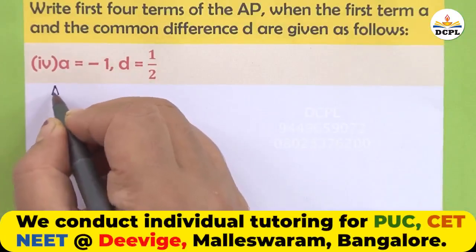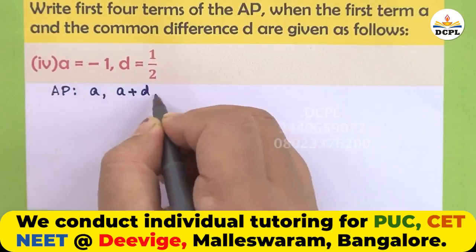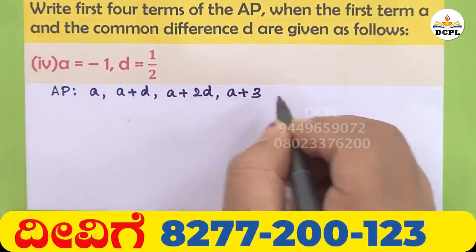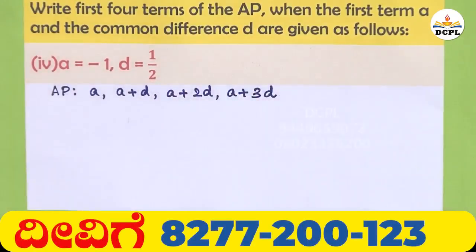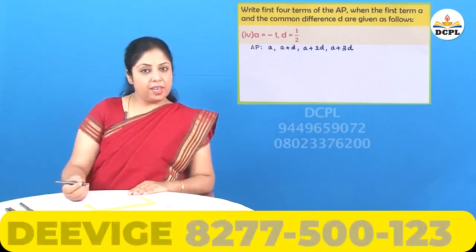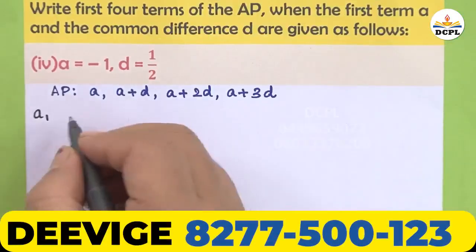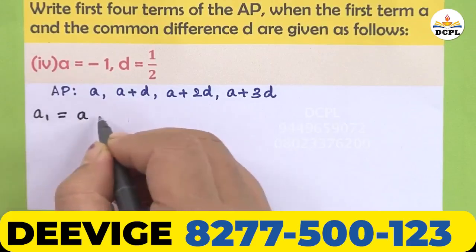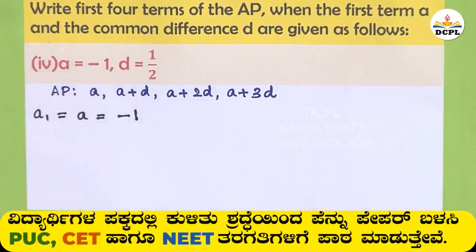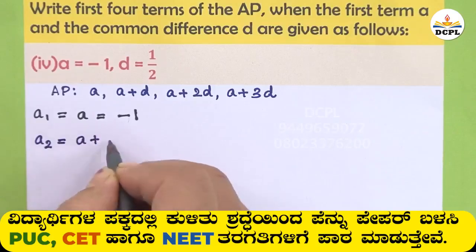The general form of an arithmetic progression is given by A, A plus D, A plus 2D and A plus 3D. It's a very simple problem here again. We just need to substitute the values of A and D to find the 4 terms of the arithmetic progression. So the first term, if I would call it A1, is given by A itself, which is equal to minus 1. The second term is A2, which is nothing but A plus D.